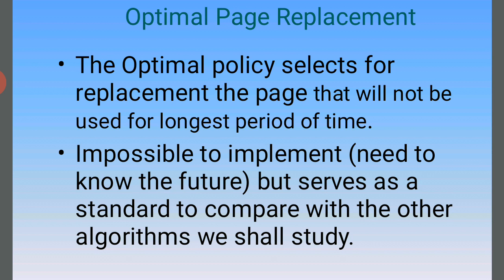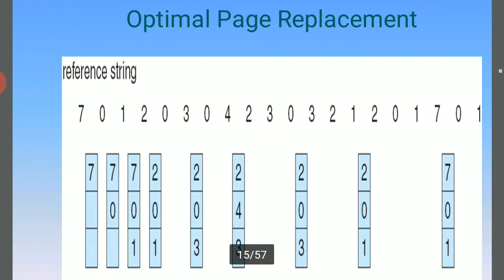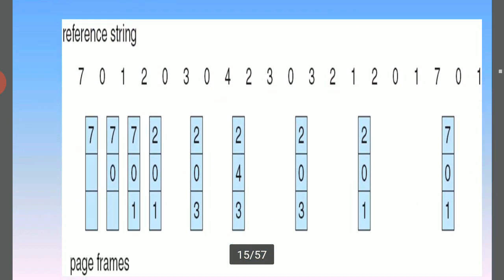Take the longest period of time, not be used; it is simply changed from one page to another page. This is called optimal page replacement. It is impossible to implement, as it needs to know the future, and it serves as a standard to compare with the other algorithms we shall study. In the optimal replacement, here you see the same diagram repeated.